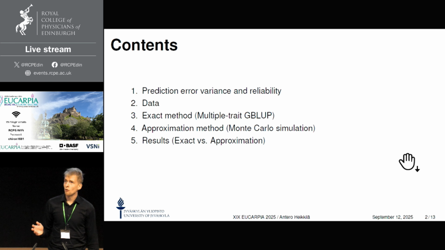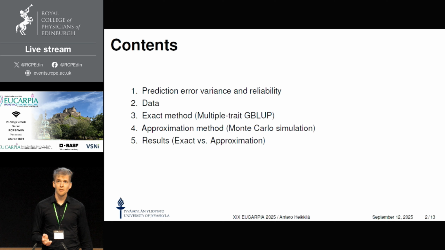First of all, I will define the prediction error variance and reliability. Then I will introduce the exact method, which is a multiple trait GBLUP, then the approximation method, and in the end, we will see how this method really works.